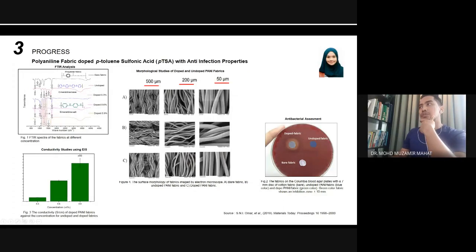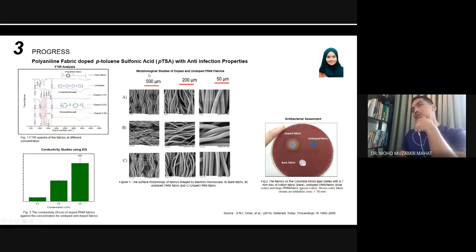All right, my master student Zatul works on polyaniline fabrics doped with para-toluene sulfonic acid, and these are the changes. As you increase the concentration, the conductivity also increases. We do some Fourier transform infrared analysis, and these are the spectra to show there are some changes as the effect of different doping systems, which are different acids, and some controls, which is this is the bare fabric, and this is the undoped one without the acid in the system.